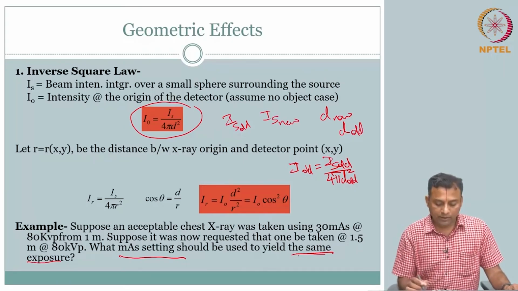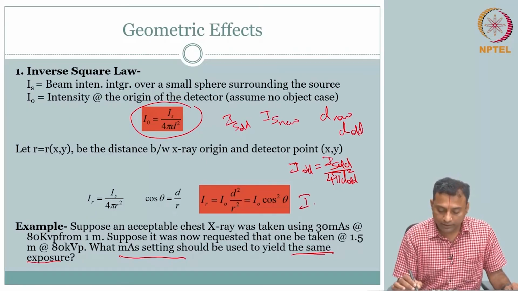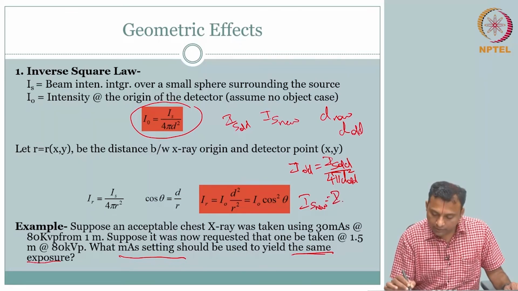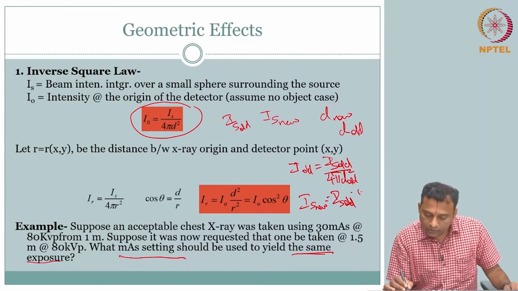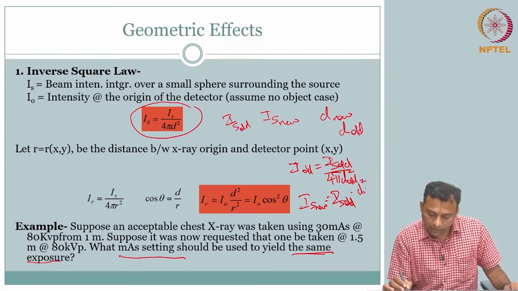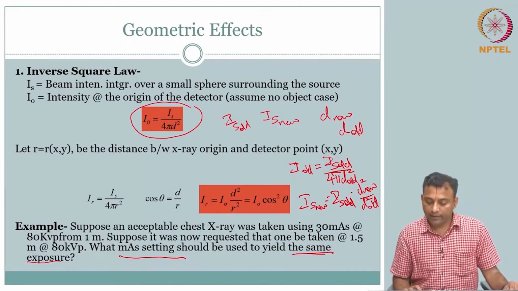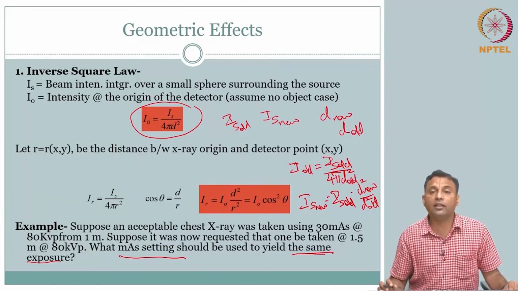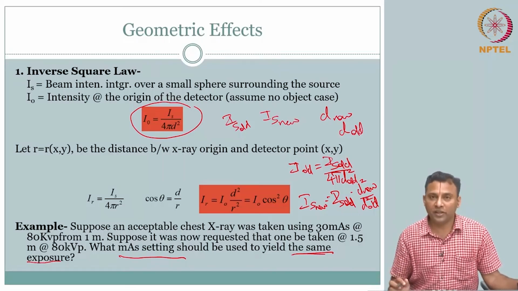All I can say is, because I want to use the same exposure, I could say these could be proportional. So I can write IS new is equal to IS old times your D square new by D square old, right? That's all we need to do. So you substitute, you are given all the other aspects, you substitute and you will get some numerical value.